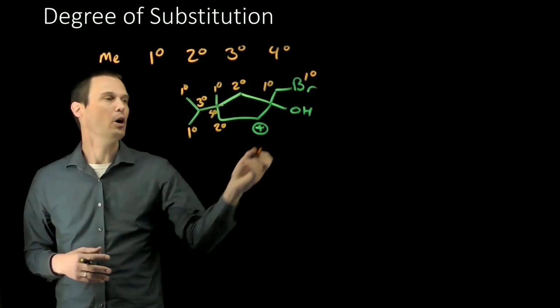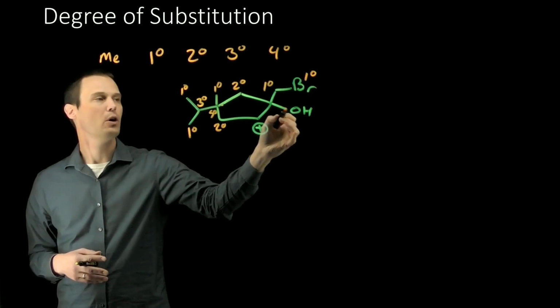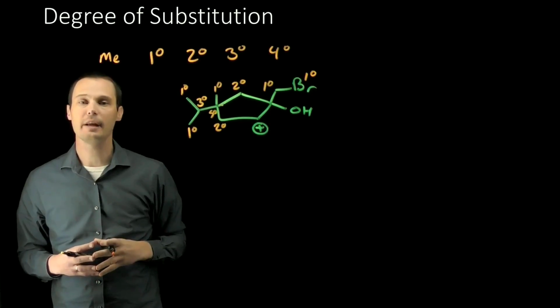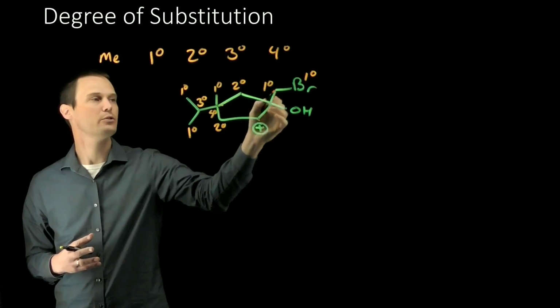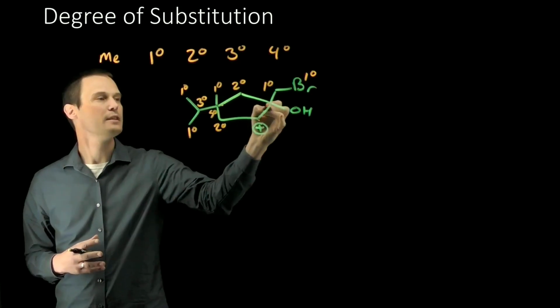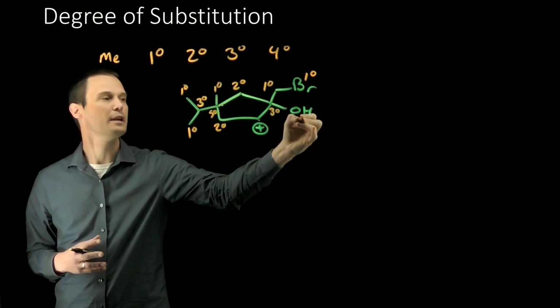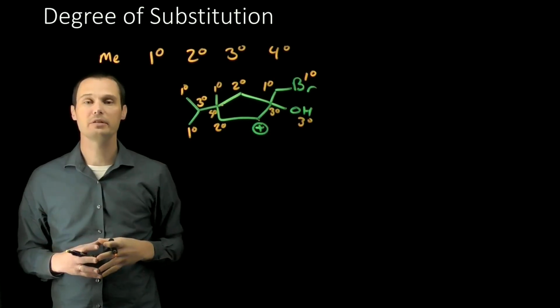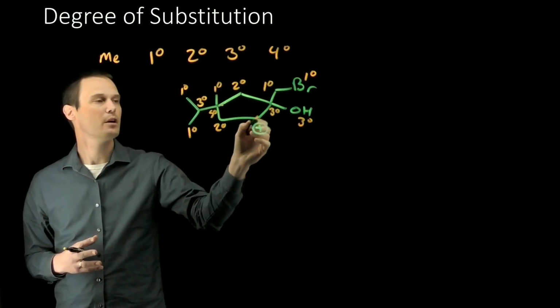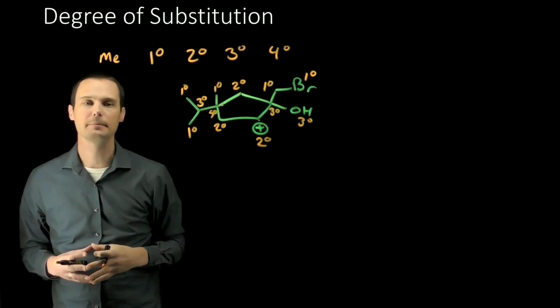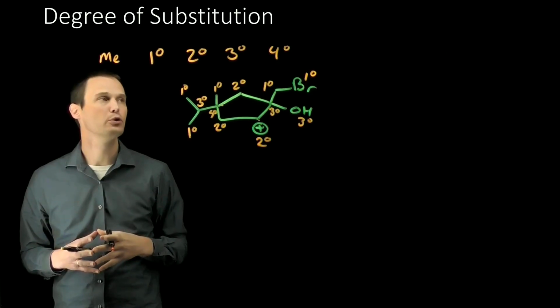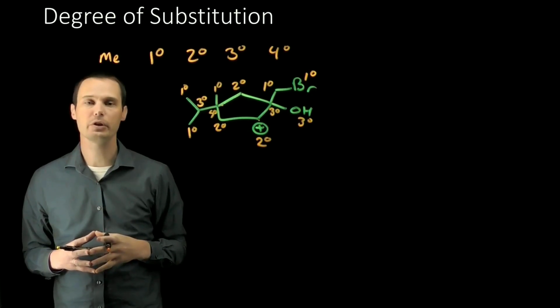We could do the same for an alcohol. The degree of substitution of this alcohol is the same as the degree of substitution of its carbon. The carbon to which the alcohol is attached is attached to 1, 2, 3 other carbons. This is a tertiary carbon. That makes this a tertiary alcohol. We can also have degree of substitution for carbocations as well. This carbocation is attached to 2 other carbons. That makes this a secondary carbocation. This is how we classify carbons and functional groups as either methyl, primary, secondary, tertiary, or quaternary.